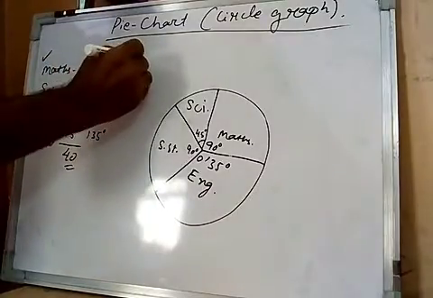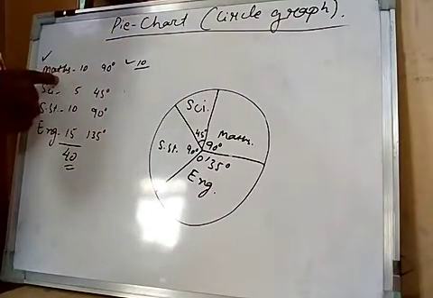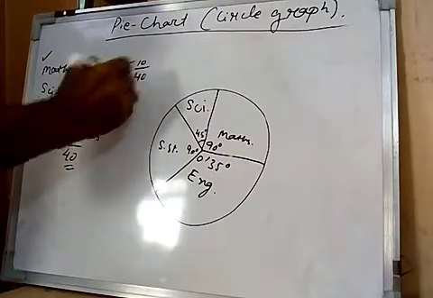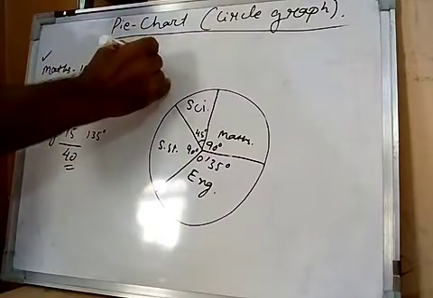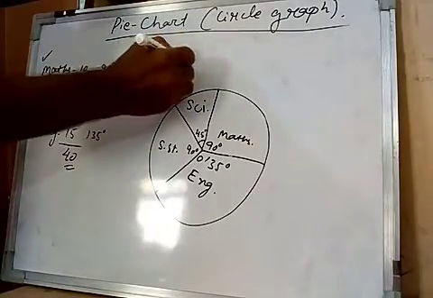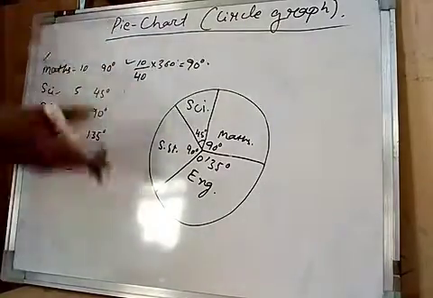So the angle is, for maths, the number of students out of the total student size, how much? 40. Now the angle will be what? Multiply with 360 degrees. Then this one will be 90 degrees. This way all this can be done.